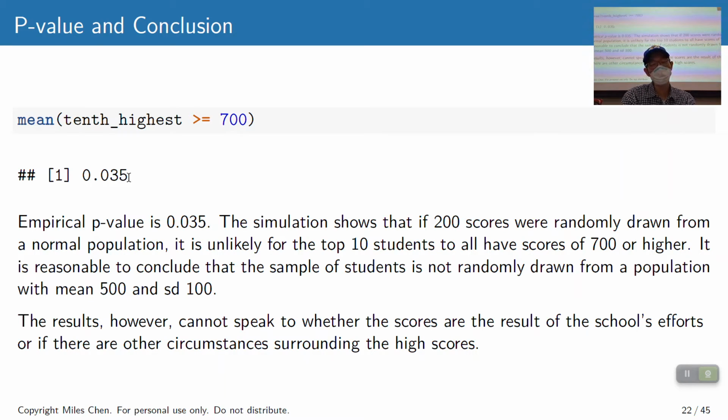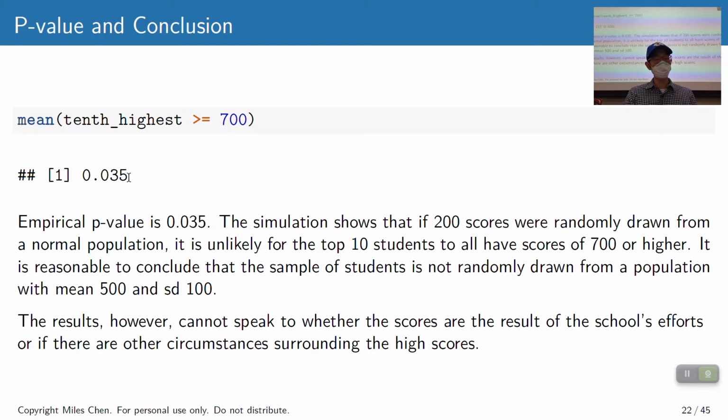So this says, according to our simulated sampling distribution, if 200 scores are drawn from a normal population, it's not that likely for the top 10 students to have scores of 700 or higher. And it would be reasonable to say that our sample of students is not randomly drawn from a population with mean 500 and standard deviation 100. It could be, but it's also reasonable.